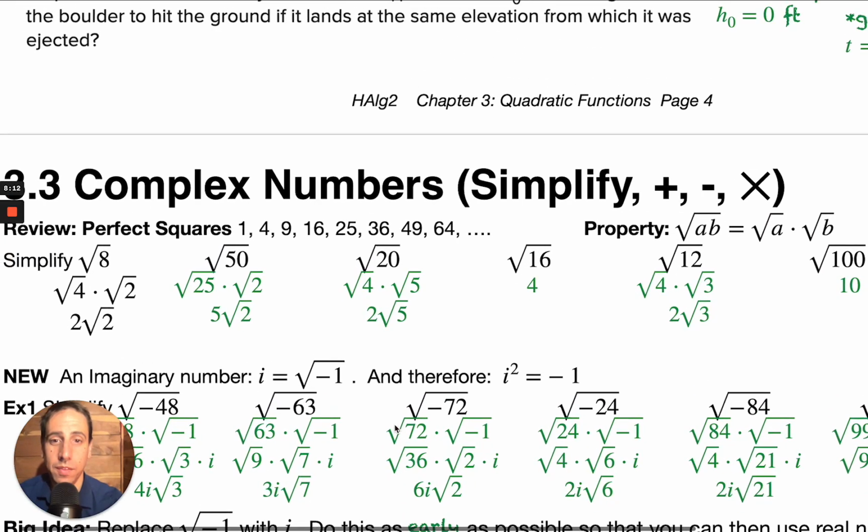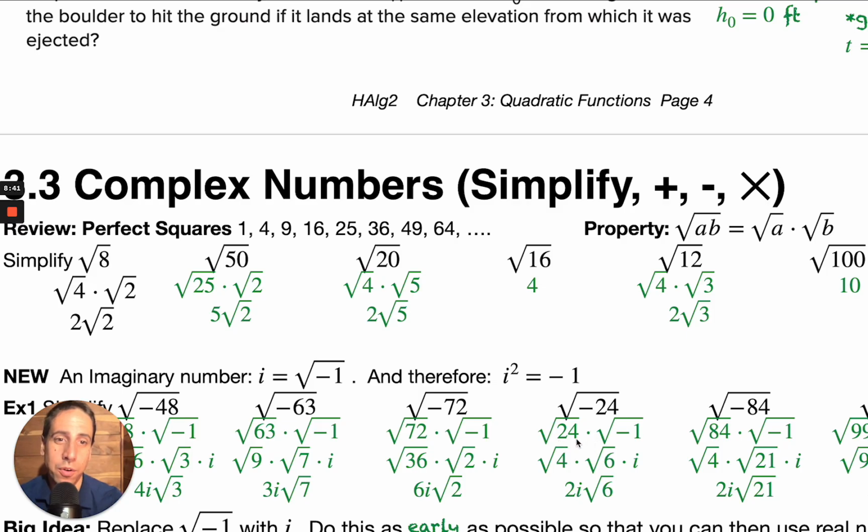-72. You can see this separates out the square root of -1, because 72 times -1 is -72. Then you've got 36 times 2, or 6i root 2. -24. The highest perfect square you can separate. You could do these two in two steps if you really wanted to, but I'm showing you more work so that you can see what's going on.